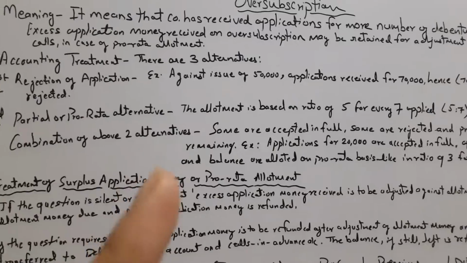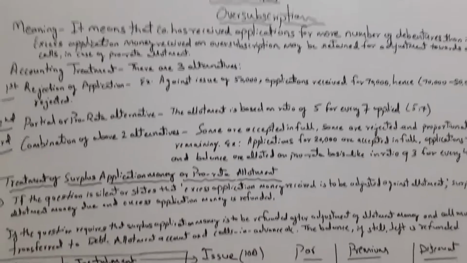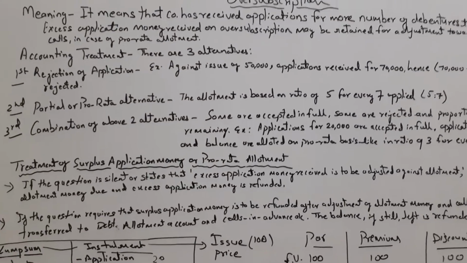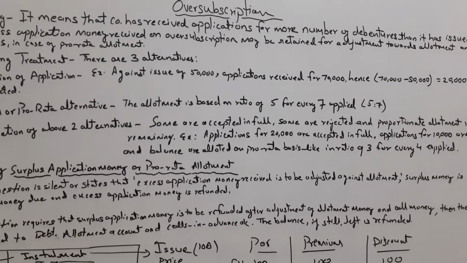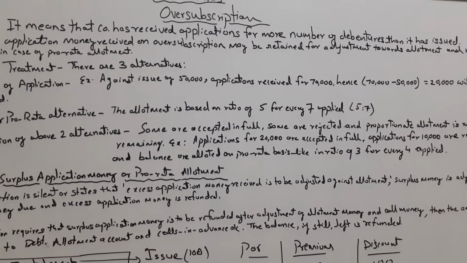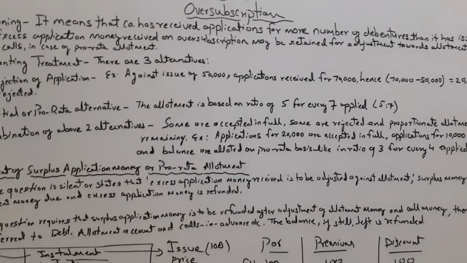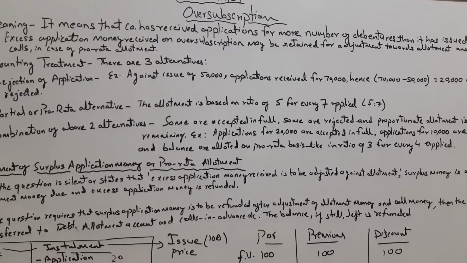or in respect of the calls in case of pro rata. So what are the accounting treatments? There are three alternatives. First, if oversubscription is received, the company may go for rejection of application. For example, against an issue of 50,000 applications, the company has received 70,000. So 70,000 minus 50,000, that gives you 20,000, will be rejected. So excess application is rejected.